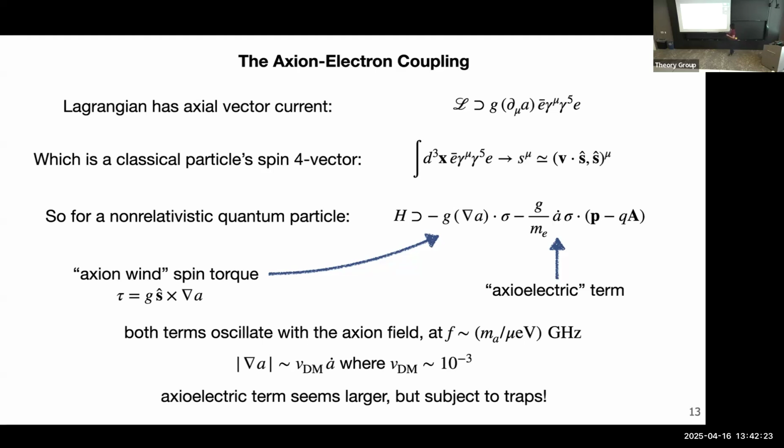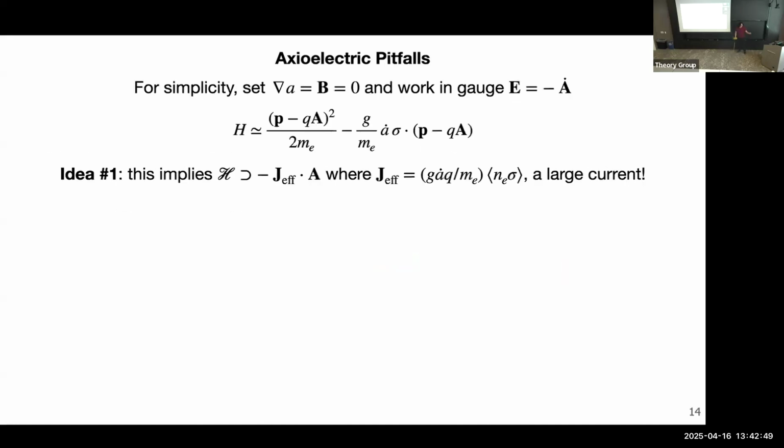And so that means that anytime you have a spatial gradient, you end up with a factor of 10 to the minus 3 suppression compared to if you had a time derivative. So this means that on the face of it, the axion wind spin torque is a suppressed effect, because you automatically have to eat this 10 to the minus 3 penalty. Now, the axioelectric term does not have this suppression. So it seems at first glance this term should be more important. However, there are a lot of ways to estimate the effect of this term incorrectly. So I'm going to show you some things that would seem natural but actually end up not working.